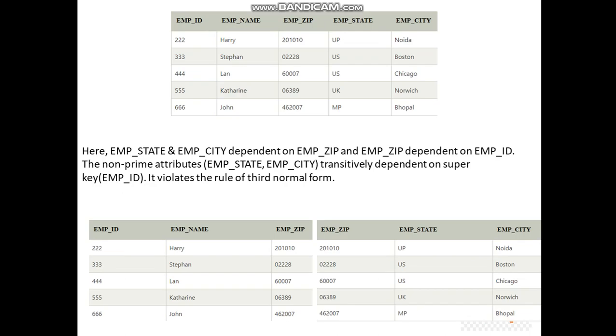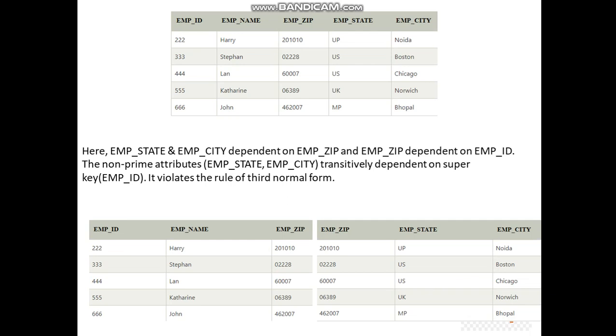For example, we have a table: employee ID, employee name, employee zip, employee state, and employee city. Here employee state and employee city depend on employee zip, and employee zip depends on employee ID, correct? So that means the non-prime attributes state and city transitively depend on super key employee ID. It violates the rule of third normal form, correct?